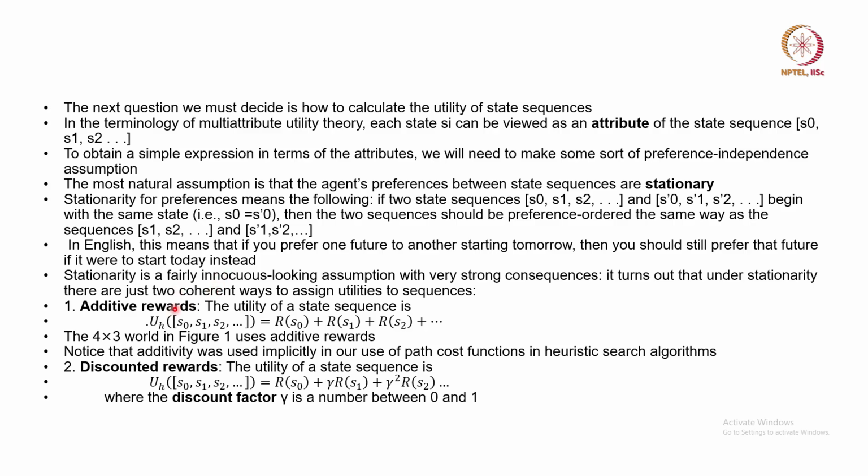There are two ways to assign utilities. The utility of S0, S1, S2, etc. could be equal to R(S0) plus R(S1) plus R(S2), etc. This is the additive rewards. The second one is what is called the discounted rewards, where you are using a value gamma, which is between 0 and 1. So you are saying that S0 has a higher value and then it is being reduced. This is called the discount factor.